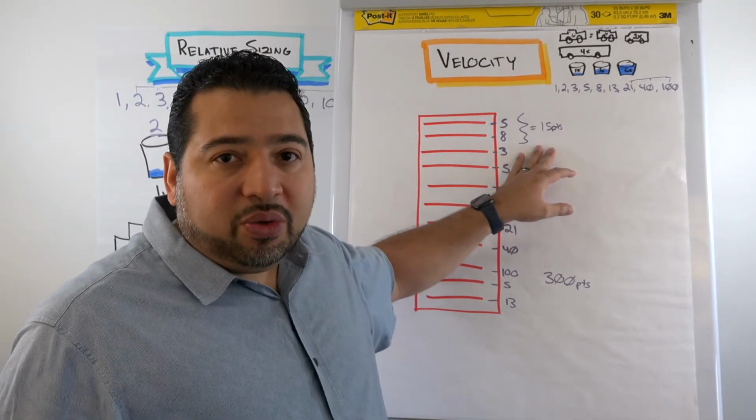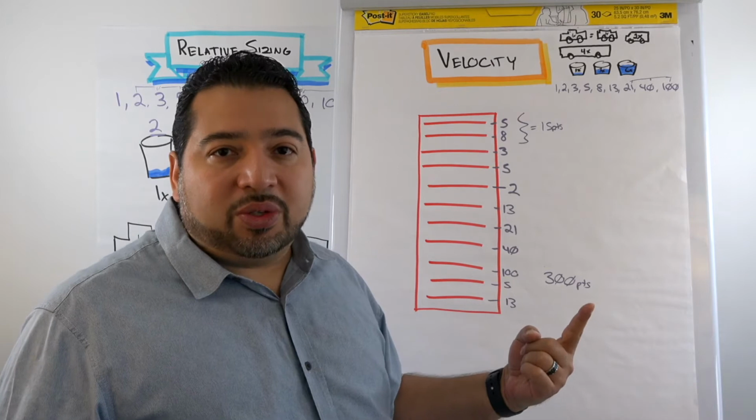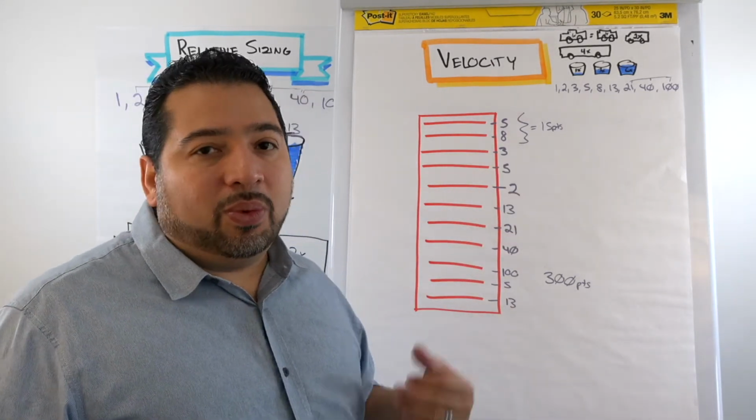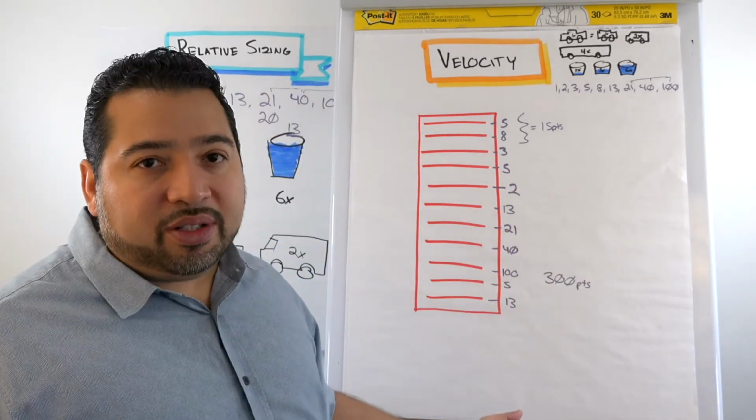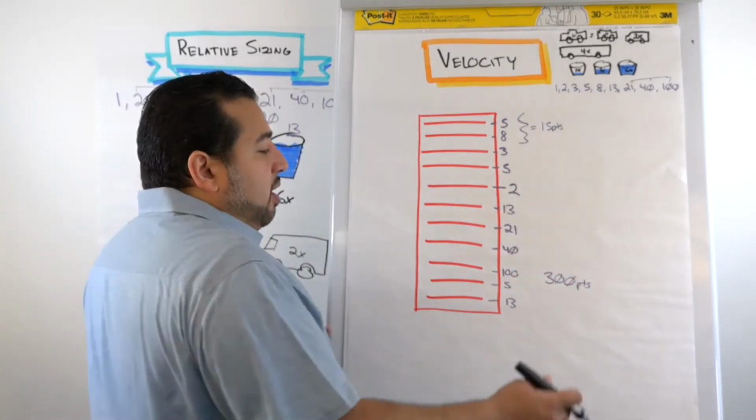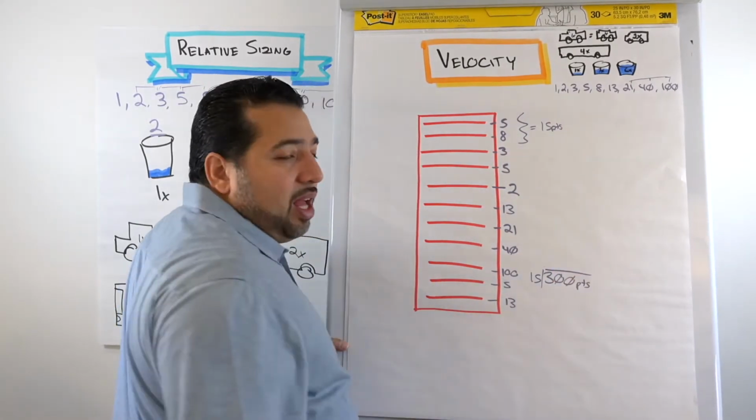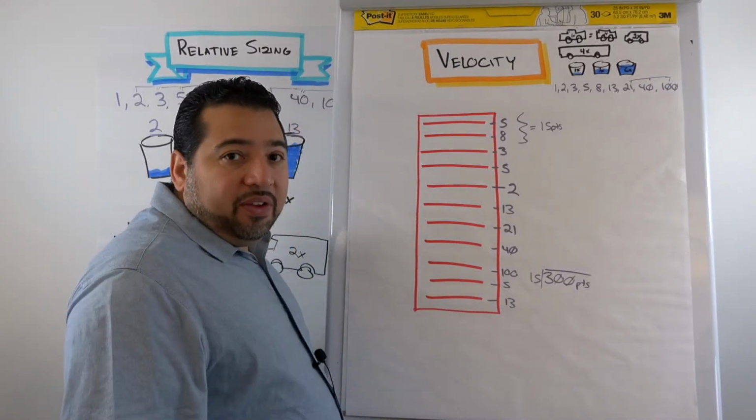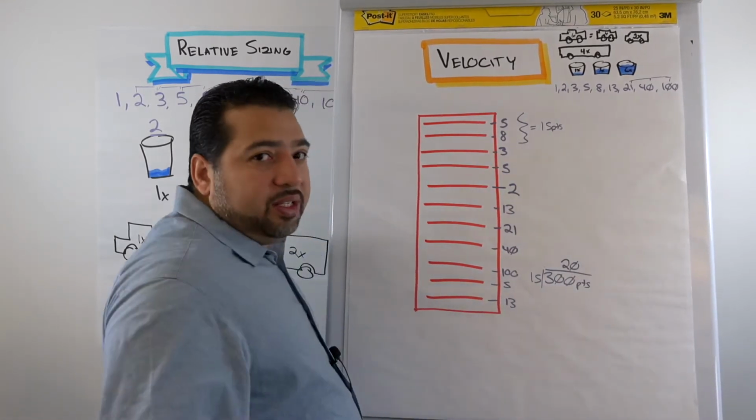Velocity is measured in 2 ways: either yesterday's weather or the rolling average of the last 3 sprints. So yesterday's weather simply means, what did we do last time? Last time we did 15 points, so I'm going to use 15 points to predict the rest of it. I would take 300 divided by 15, their velocity, and that would tell me exactly how many sprints are left. That's going to give me a number of 20 sprints.